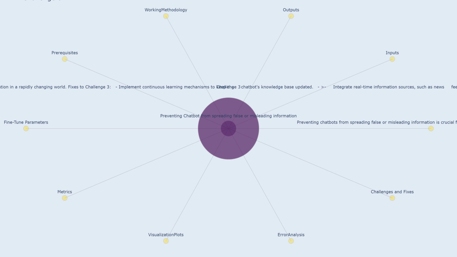Integrating real-time information sources, such as news feeds and social media platforms, allows the chatbot to access the latest information and respond to user queries with current knowledge. This ensures the chatbot remains informed and provides relevant responses.